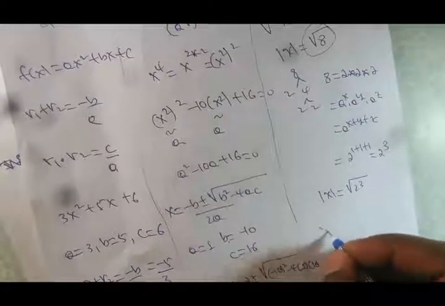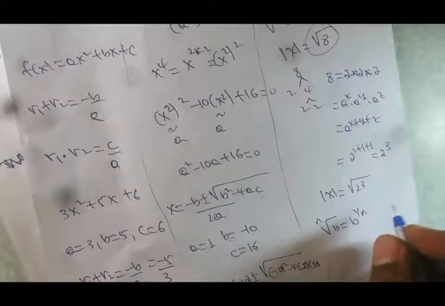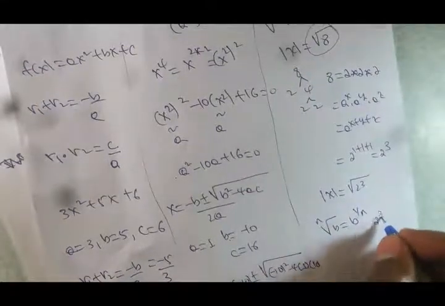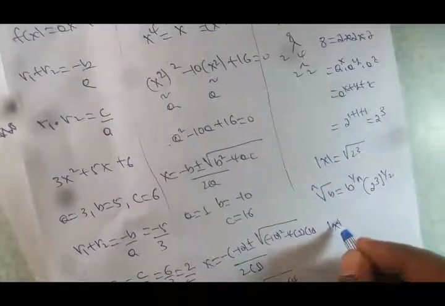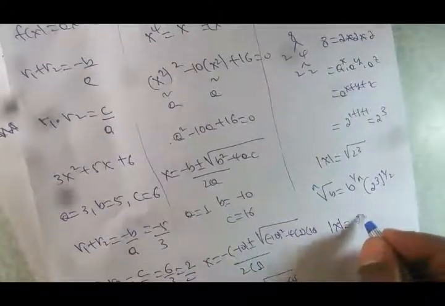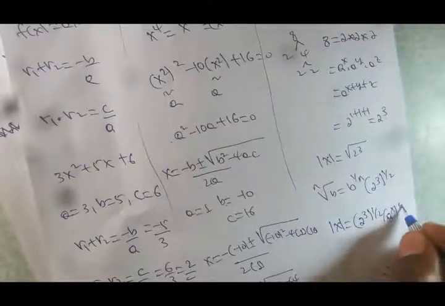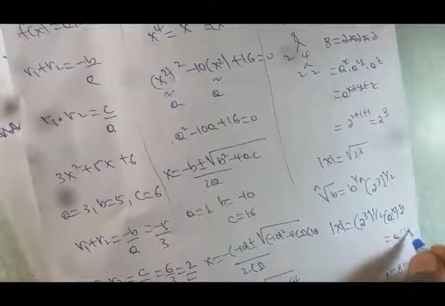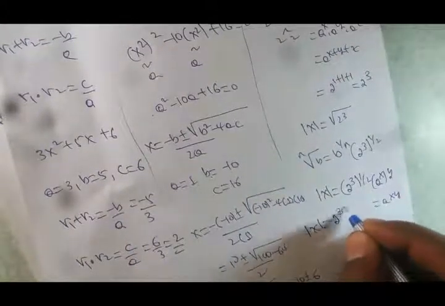And we know that the n-th root of b can also be written as b raised to 1 over n. Therefore this can also be 3 raised to 1 over 2. Therefore the absolute value of x is equals to 2 raised to 3 raised to 1 over 2. And we know that a raised to x raised to y is equals to a raised to xy. This is equals to the absolute value of x is equals to 2 raised to 3 over 2.